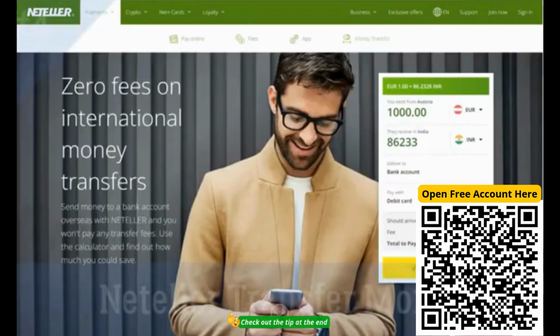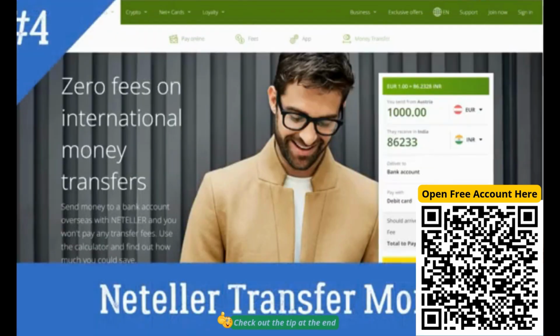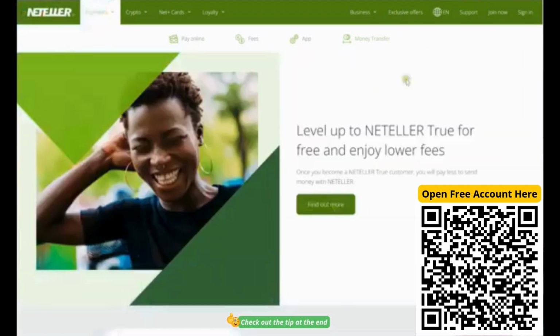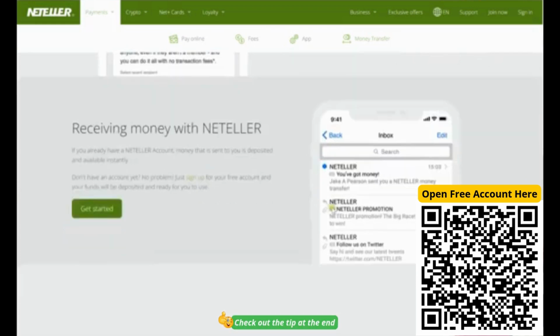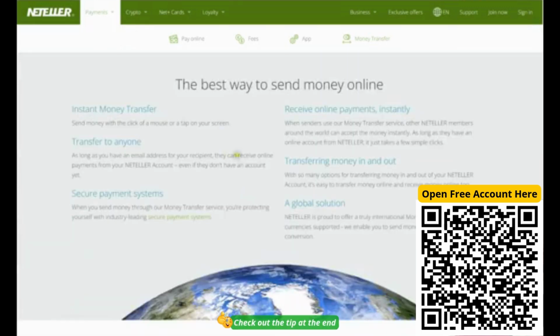As I explained before, there are 0 fees on international money transfers if you send money to a bank account. If you use your account a lot, you can reduce the fees, and you can track everything using the phone, using your app, and even by email. You can transfer to anyone, with secure payment systems, and you can receive online payments instantly.